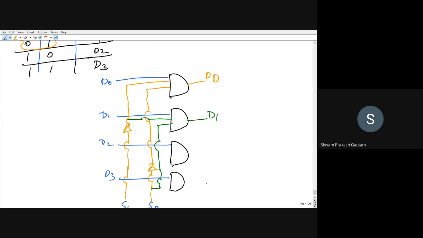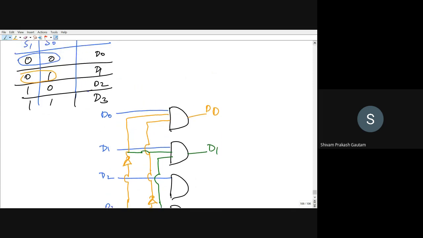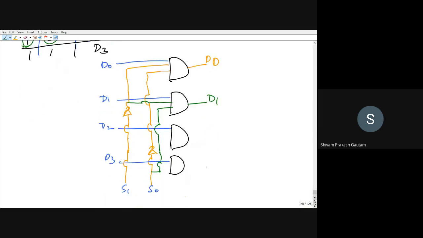So this is D1. For the third case, S1 is 1 and S0 is 0. S1 is 1, that means this is S1. And S0 is 0, so you can take it from this point. Then this will be D2.